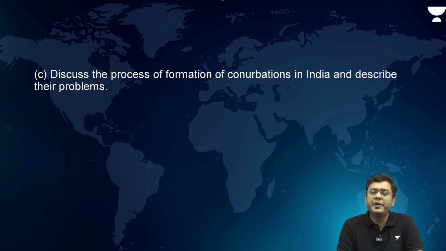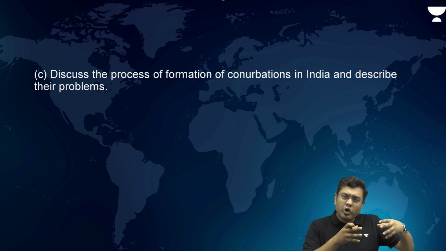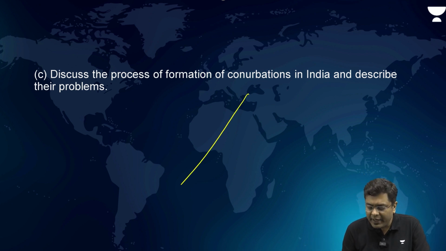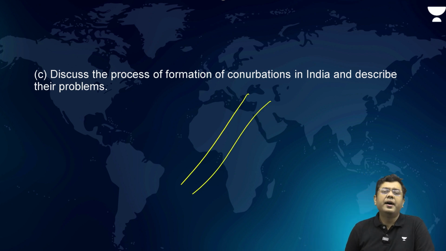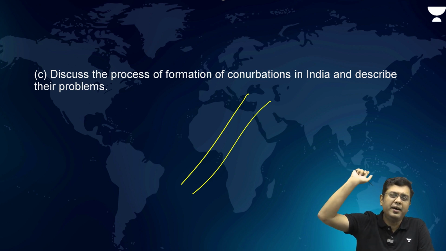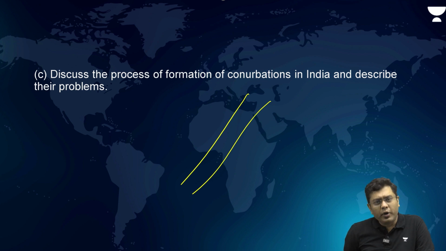Discuss the process of formation of conurbations in India and describe their problems. So, conurbations are what? A kind of a conglomeration of multiple urban spaces. So, where do the conurbations develop? Across major highways, across major expressways, for example. Here you can give the example of the conurbation happening all the way from the region of Delhi NCR all the way till the region of Chandigarh and beyond.